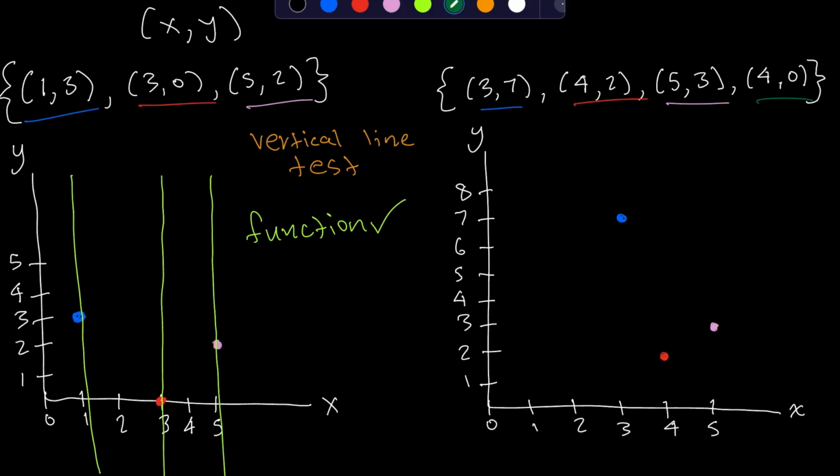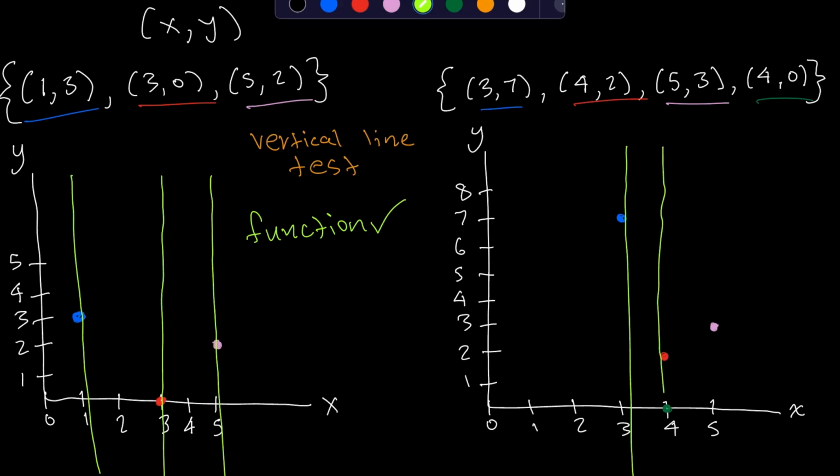And you might already know this. And then the last point, the green one, we have 4, 0. So x value is 4, y value is 0. So in order to find out if this relation is a function, let's use our vertical line test. So let's put it through this point right here. I know that's not perfect, but so far we are a function.